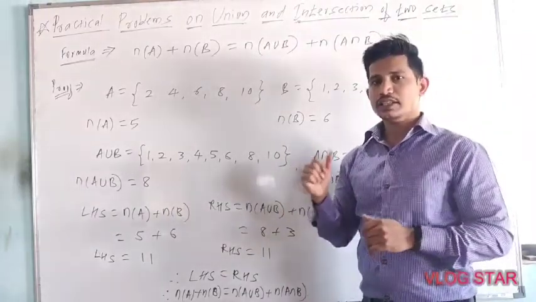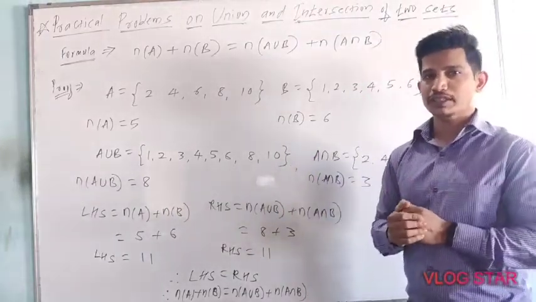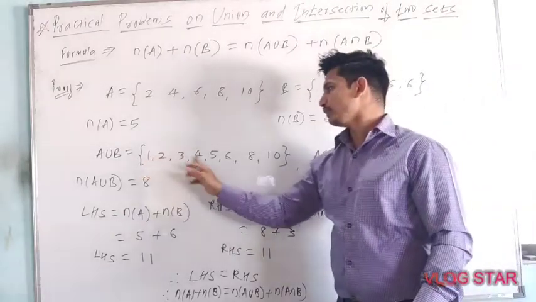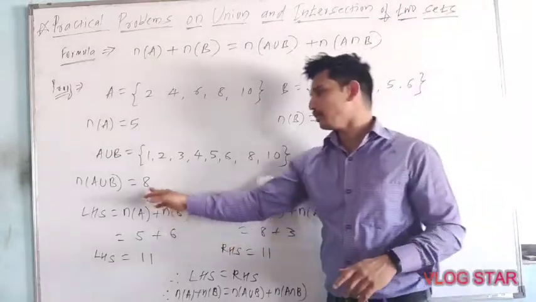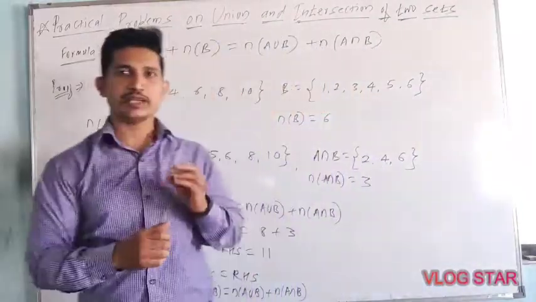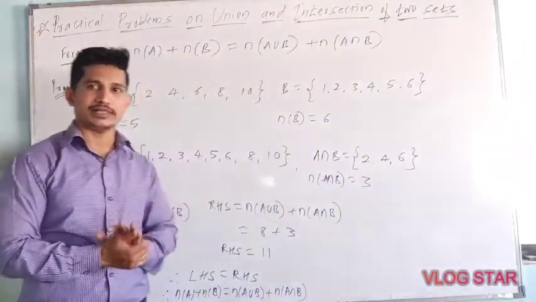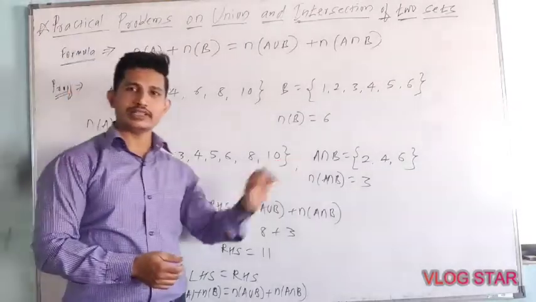Now see, in A union B how many elements are there? 1, 2, 3, 4, 5, 6, 7 and 8. So in A union B there are 8 elements. मतलब A union B में कितने elements है? 8 elements है. Okay. Now let's do intersection.